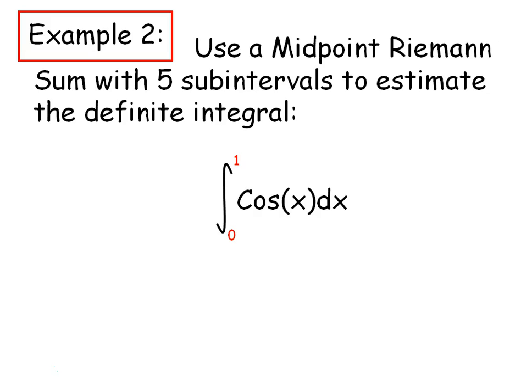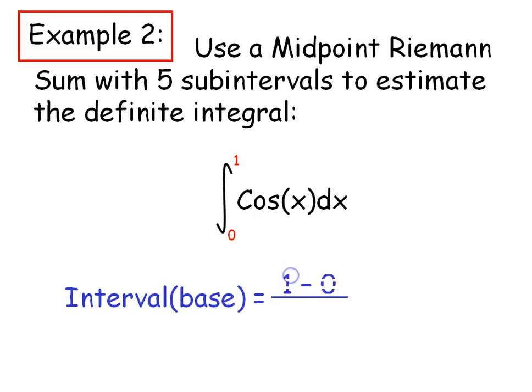When you look at this definite integral, this is the definite integral from 0 to 1 of cosine x. So remember we're going to estimate the area from 0 to 1 of the function cosine x. Now let's get our interval, or what would be the base. This is going to be the base of each one of our rectangles. We're going to use 5 subintervals. That means we're going to use 5 rectangles.